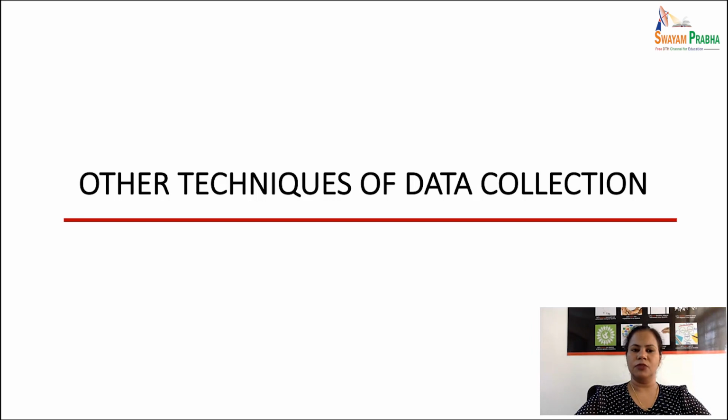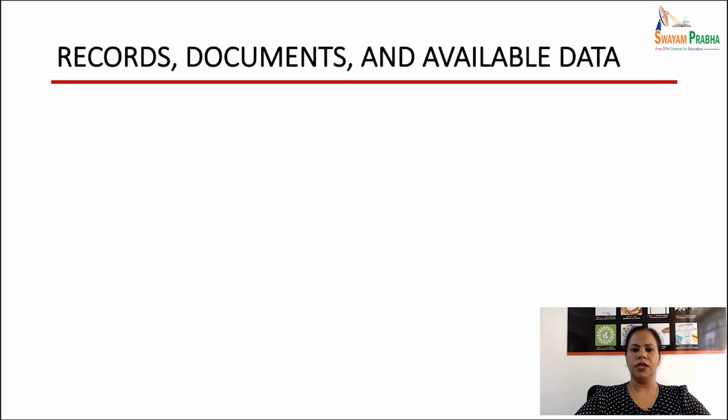Okay, so with this the observation technique is over. Now let us talk about the other techniques of data collection. A very important type of technique which we often use in our nursing studies is records, documents and available data. Whenever we need to conduct a research study, many times we use the records which are available to us. Like in hospital, we have patients' records available.